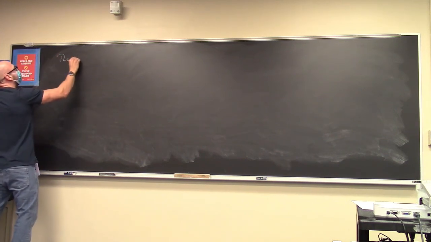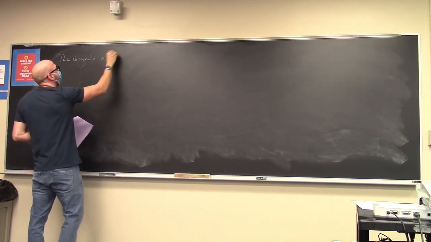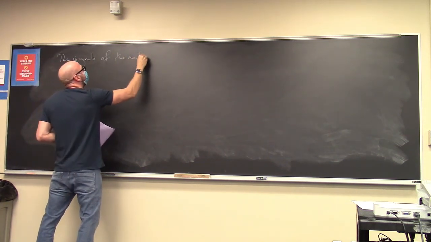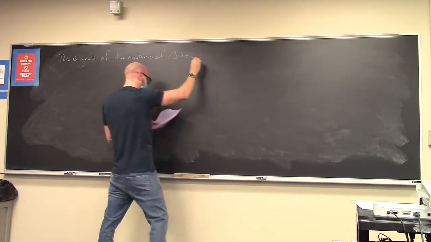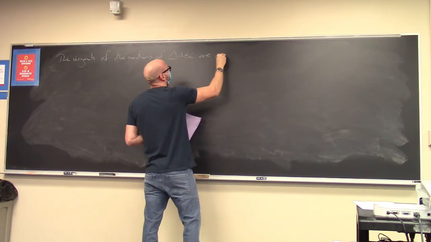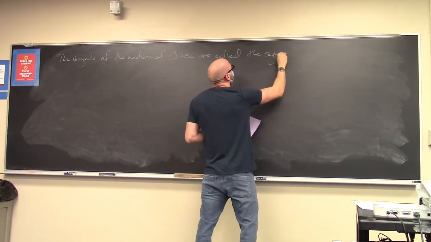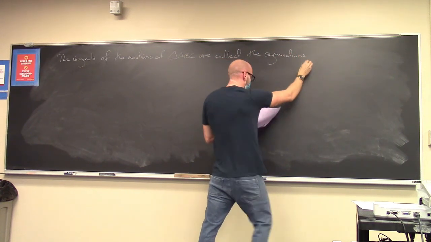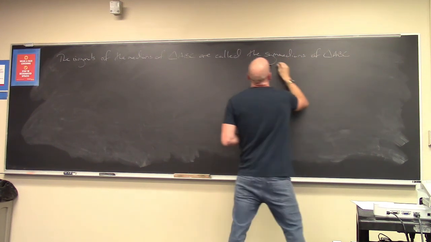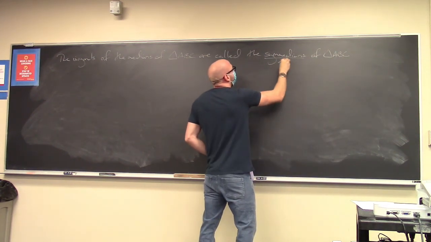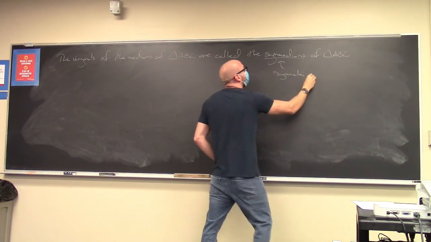So the isogonals of the medians of triangle ABC are called the symmedians of triangle ABC. And why sim? Again, think of this as being short for symmetric medians.